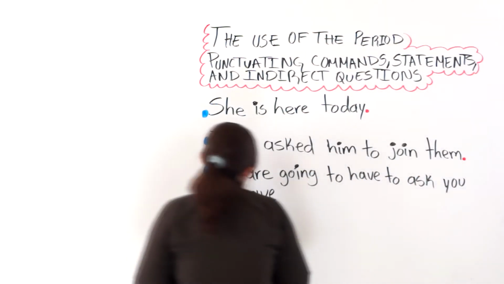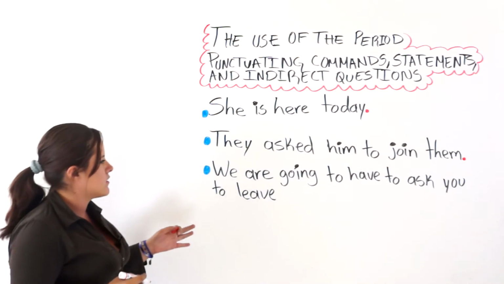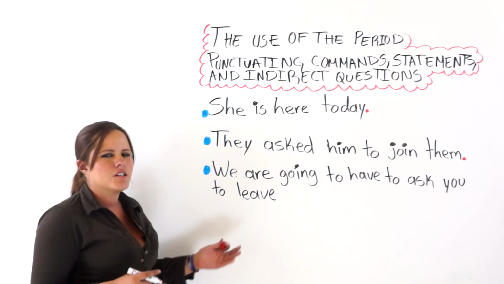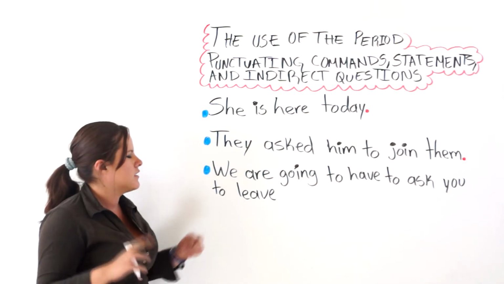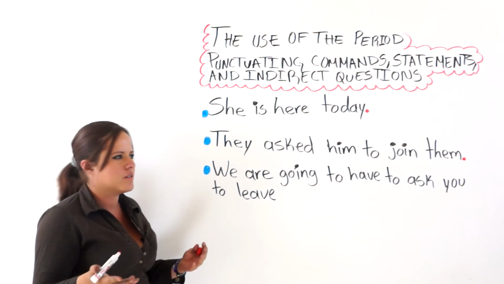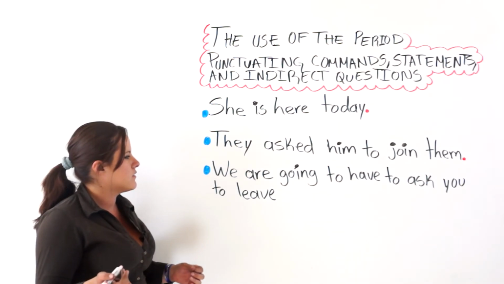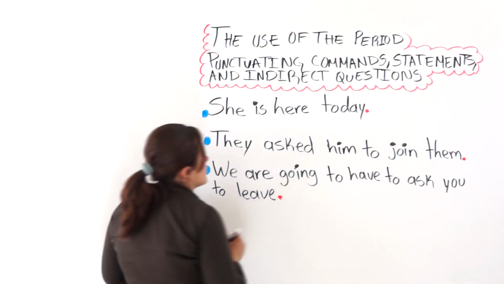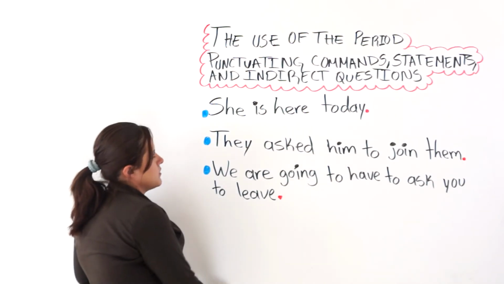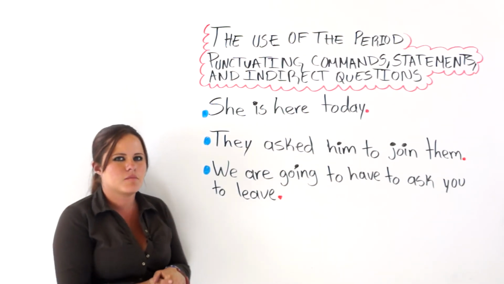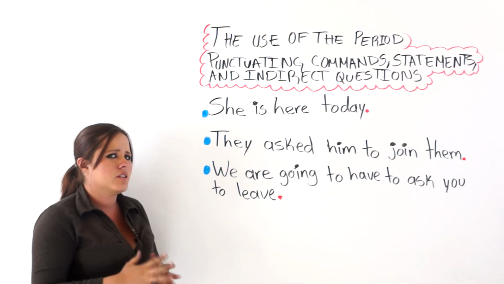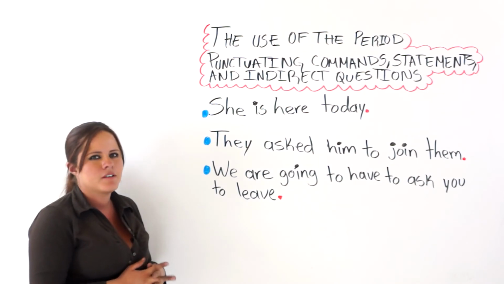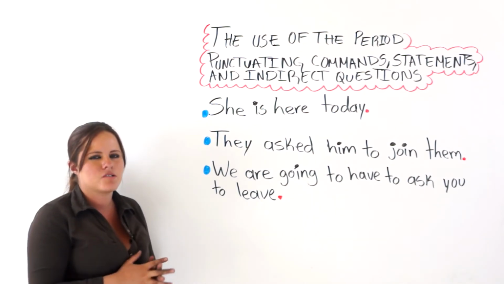And the last one says, we are going to have to ask you to leave. What is this? It is kind of a command, an indirect command or a polite command. We are going to have to ask you to leave. So, therefore, we will use a period. Okay, so this is very simple. When you use a period, when punctuating commands, statements, and indirect questions, it is really, really simple to identify these parts of the sentences and punctuate them.